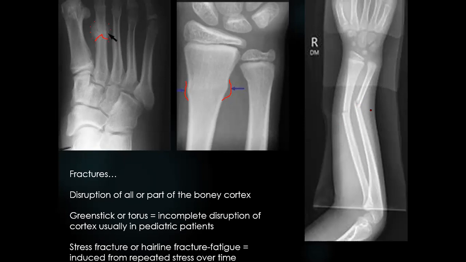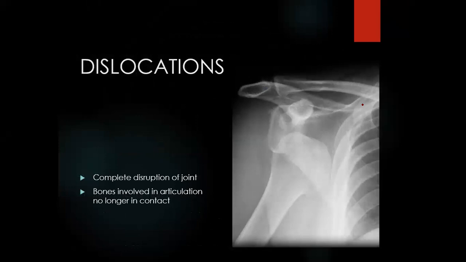And then obviously a complete fracture here. We've got a double fracture of the forearm, which we'll talk more about later. There's some nomenclature if there's a certain dislocation associated with that. So a dislocation is complete disruption of the joint. The bones involved in the articulation are no longer in contact.